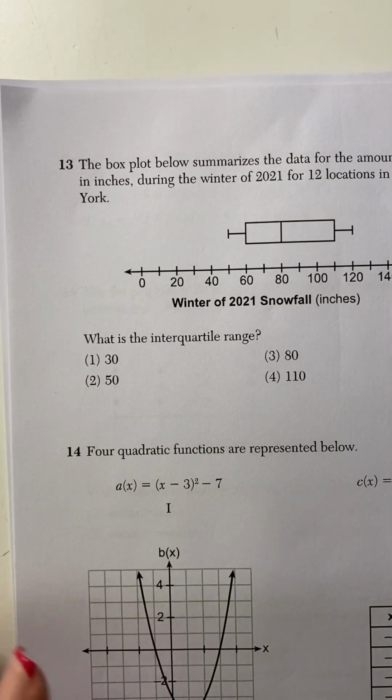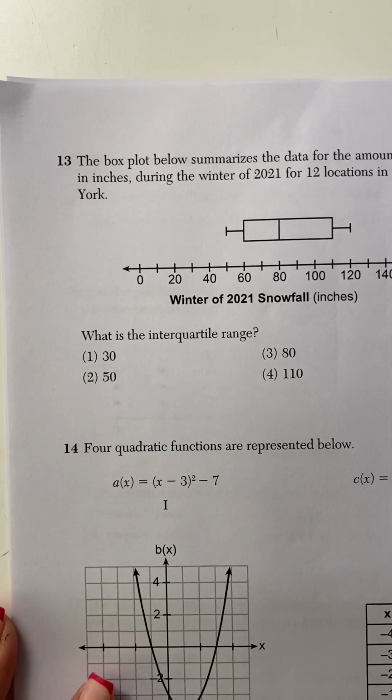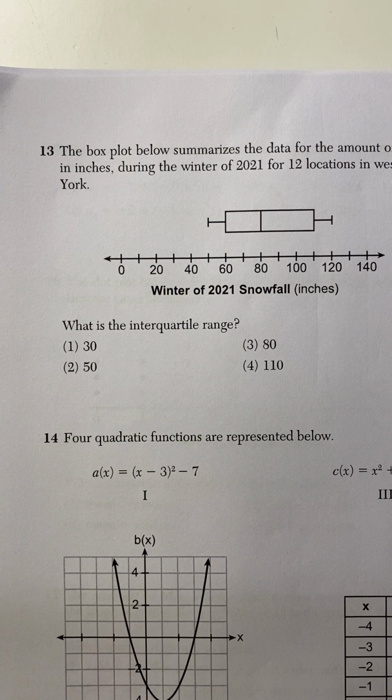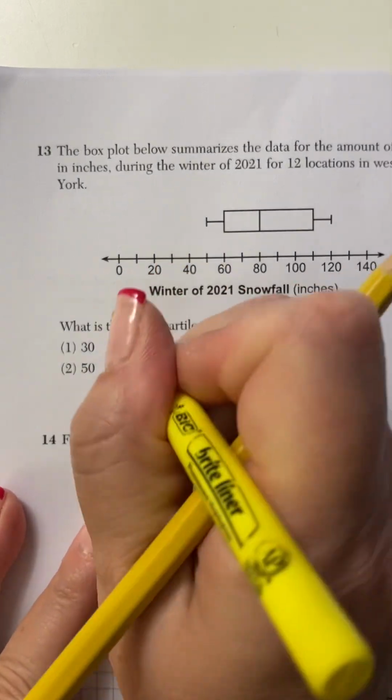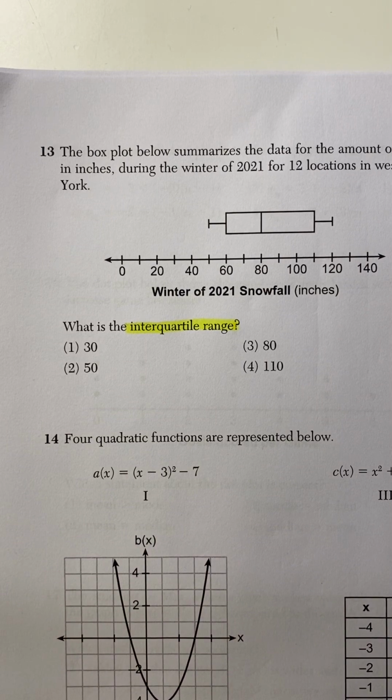Okie dokie. The box plot below summarizes the data for the amount of snowfall in inches during the winter of 2021 for 12 locations in Western New York. It snows a lot in Western New York. That's up by Buffalo. The question asks, what is the interquartile range? Okay, you need to know where to find the interquartile range.